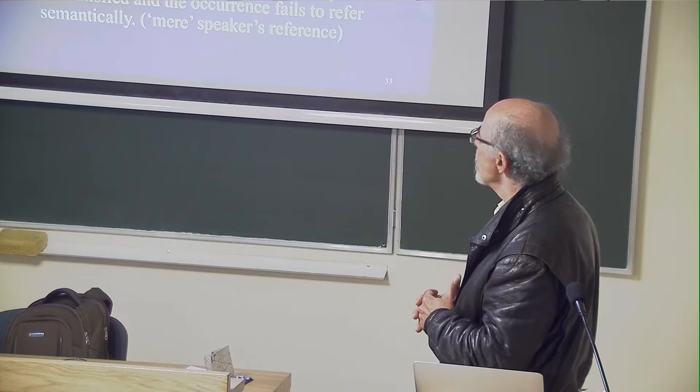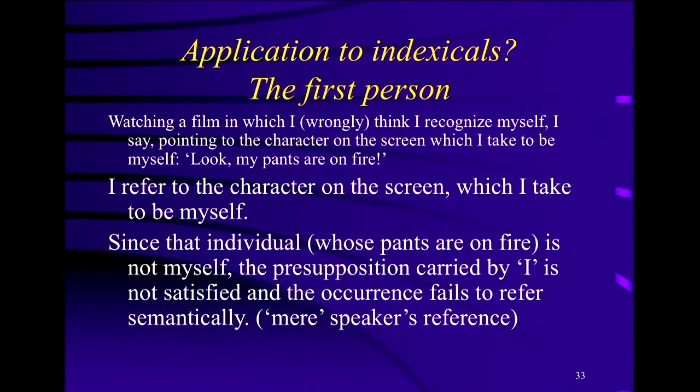But suppose that I'm watching a film, and I believe that I'm one of the characters in the film. That's a mistake, but I believe that I'm one of them. And at some point I say, look, my pants are on fire, and I point to the character on the screen, which I take to be myself. So I'm pointing to that guy, and in this case, the word I carries the presupposition that the referent is the speaker. And here, actually, the guy I'm pointing to doesn't satisfy the presupposition.